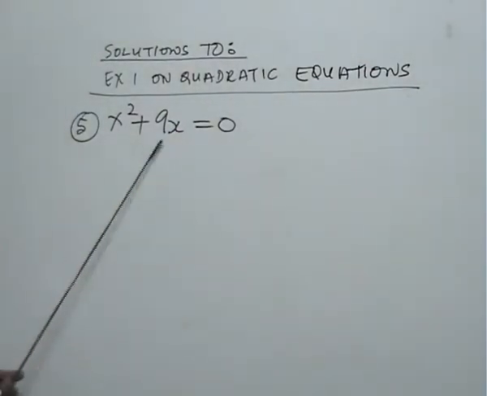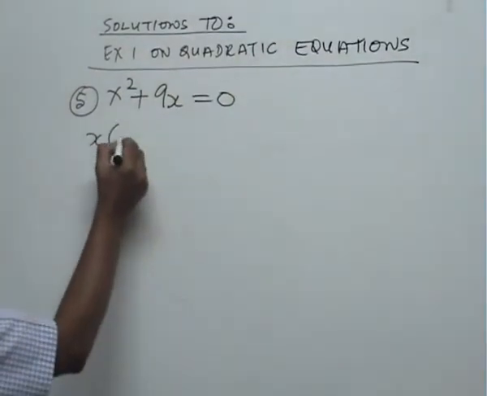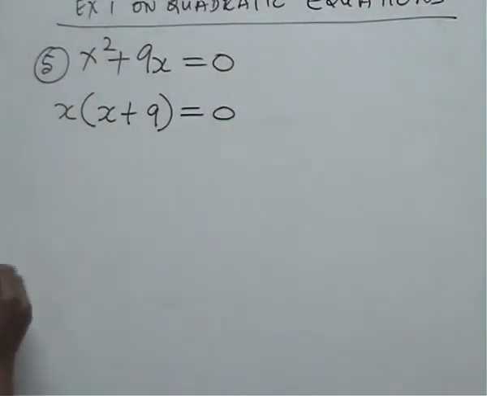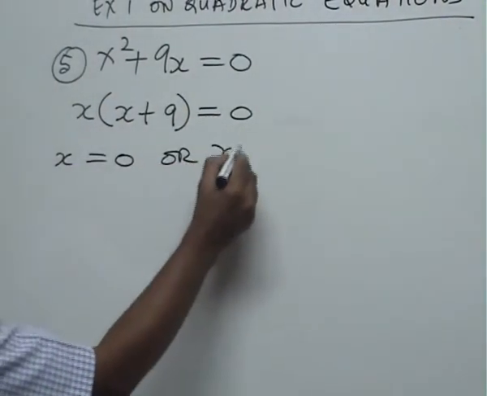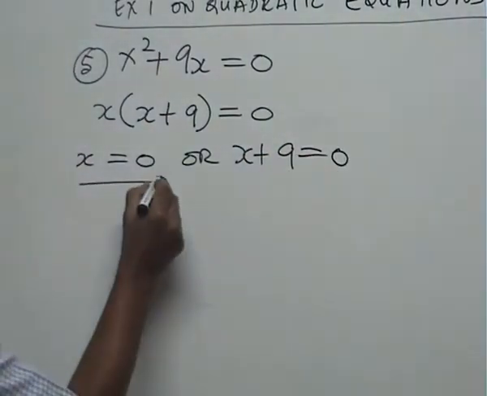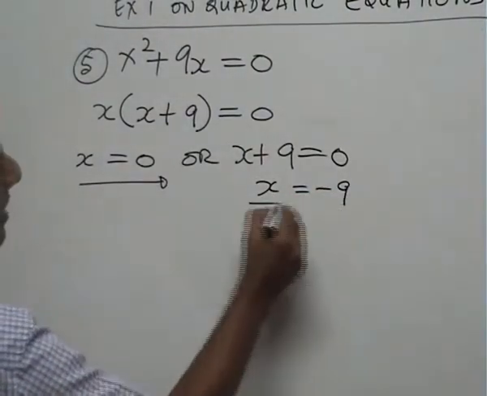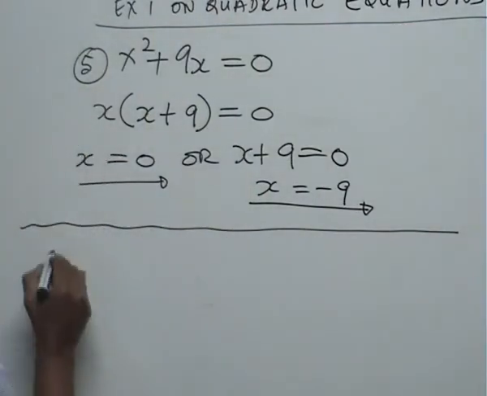I've got to remove a common factor x. So x into x plus 9 is equal to 0. Now you make each factor equal to 0. This is already complete. You only have to solve here. X is equal to minus 9. So that brings us to the end of number 5.